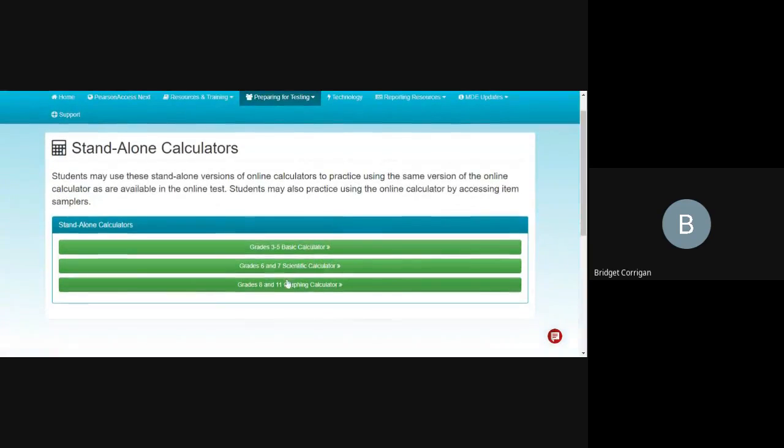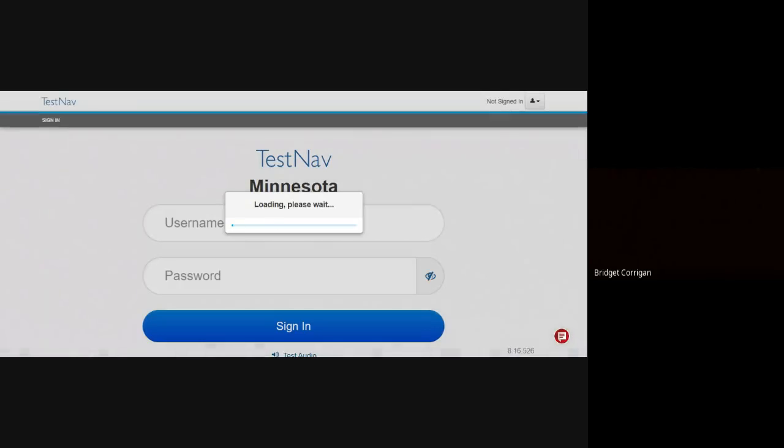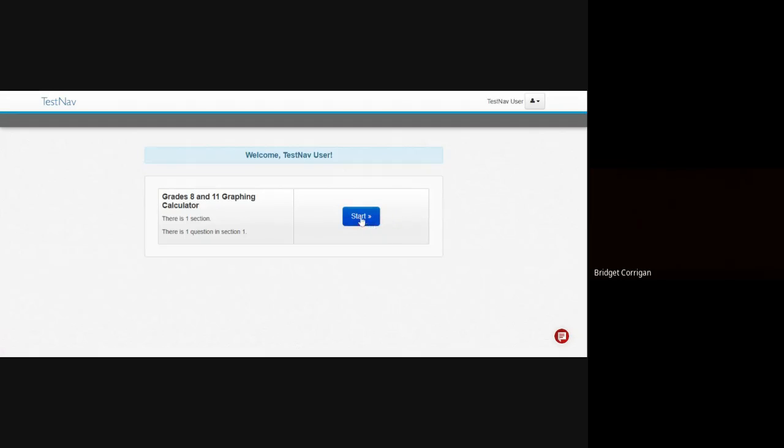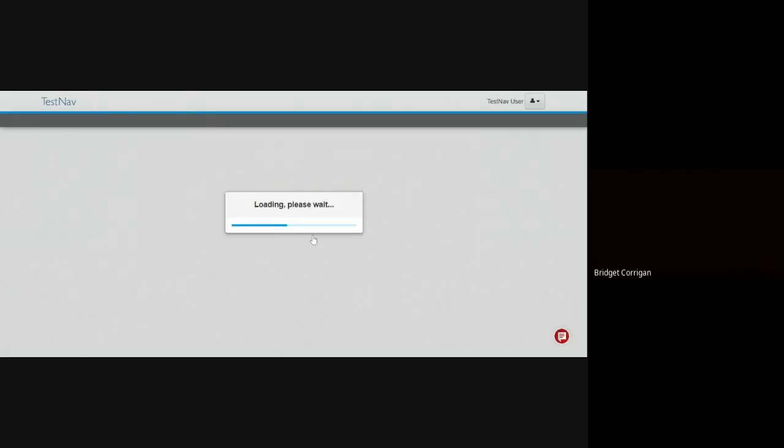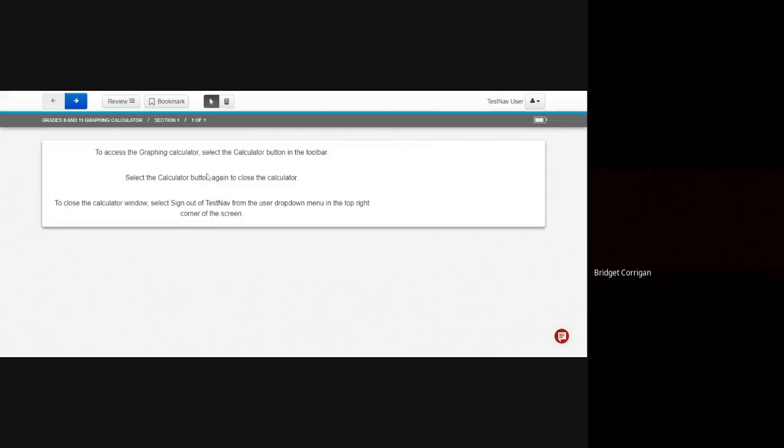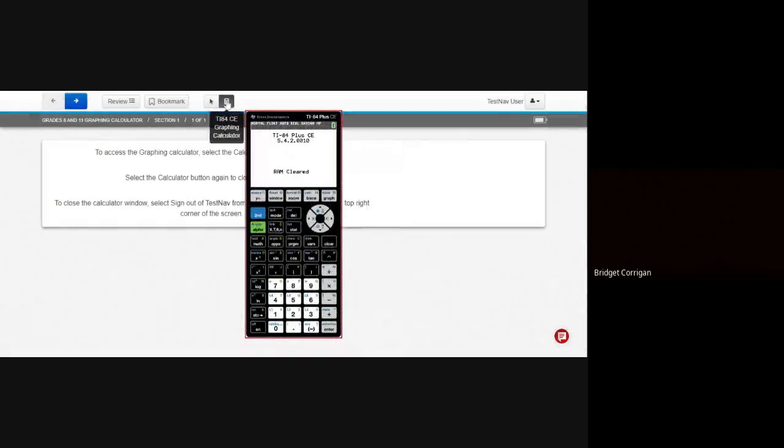There's this 8 to 11 graphing calculator, so you click on that. This is what you would use for standardized tests. When you're taking a standardized test, you have access to this calculator. Okay, so you would just click through and start the couple questions. And then to access it, you click this calculator, Graphing TI-84 calculator button, so you're able to use it. And so make sure you have access to a graphing calculator.